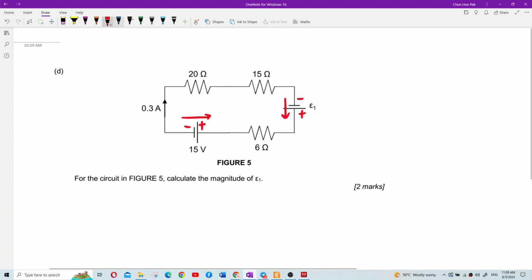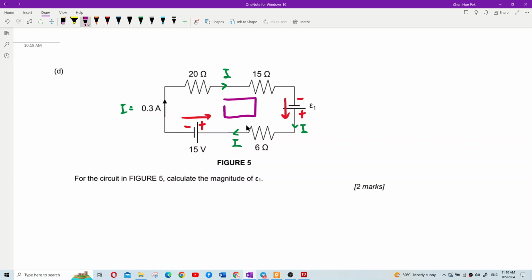Next, you draw the current. The current here, current 0.3. Current pass through like that. Current go through this one. So how to choose? Just use Kirchhoff second law. So this is the loop, this is the loop direction. Kirchhoff second law. Remember? Total E equal to total IR.